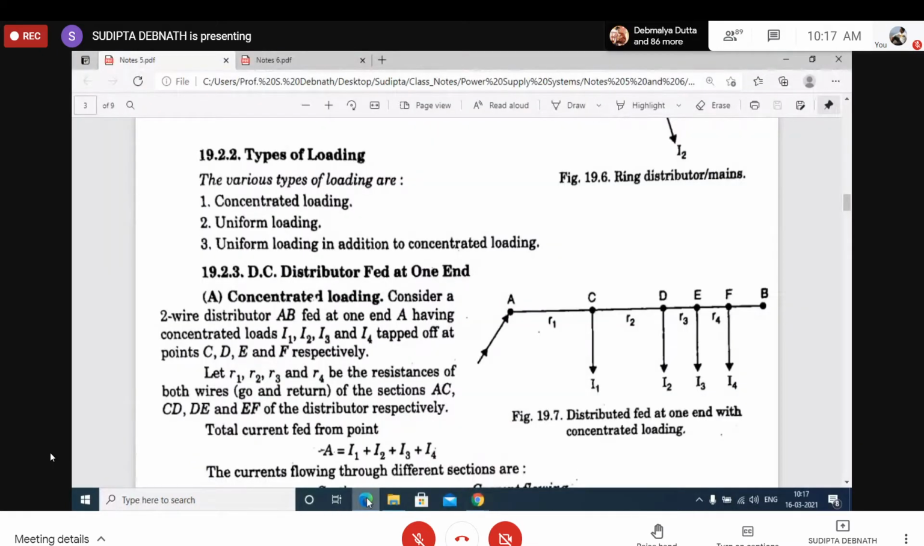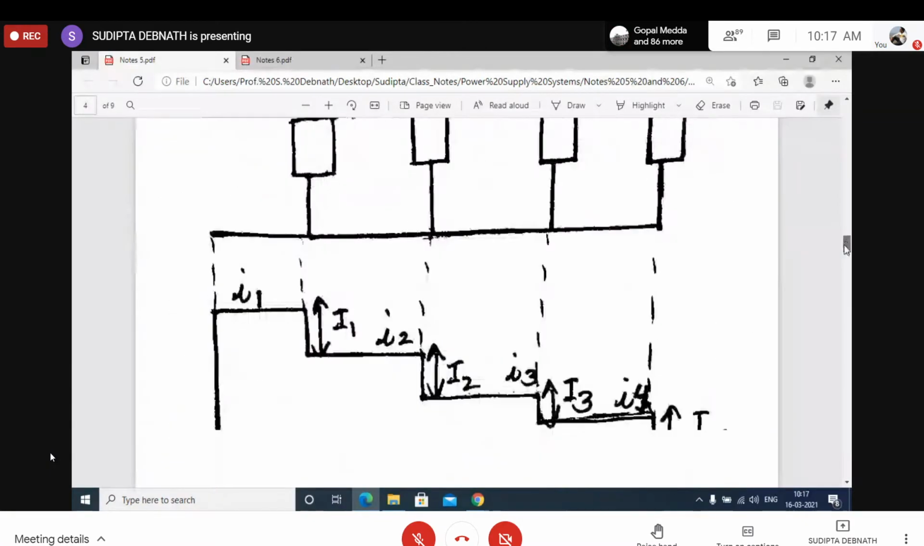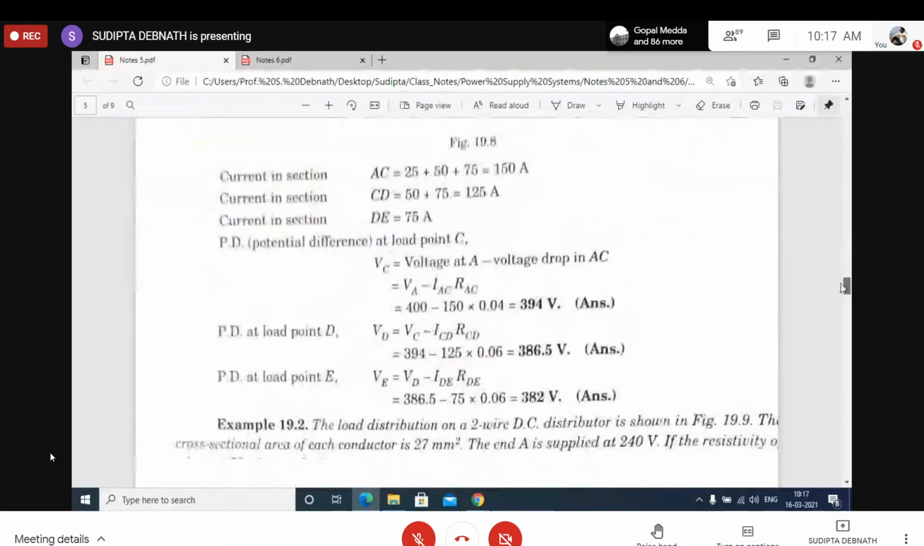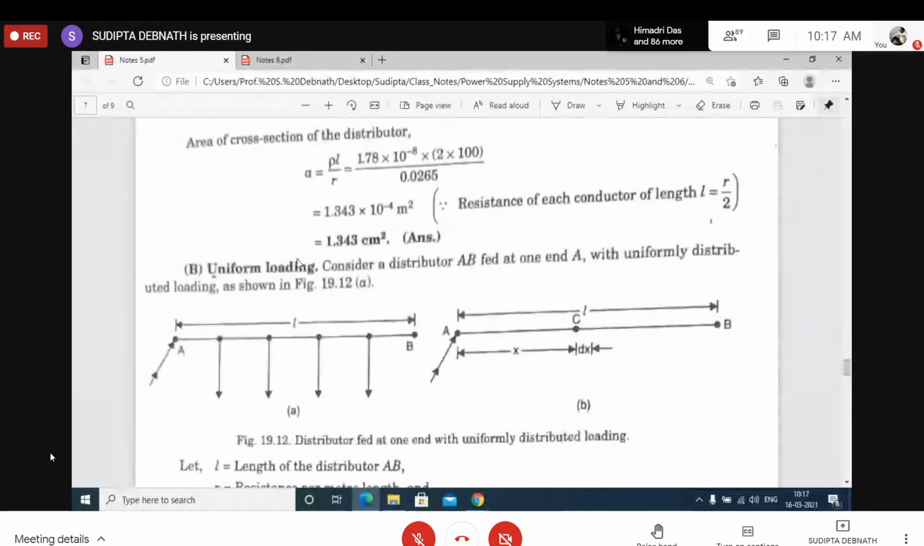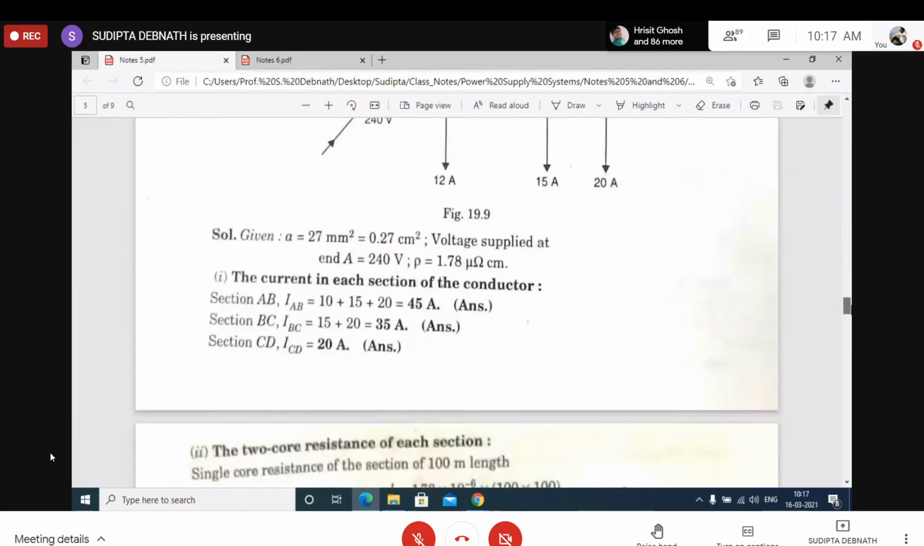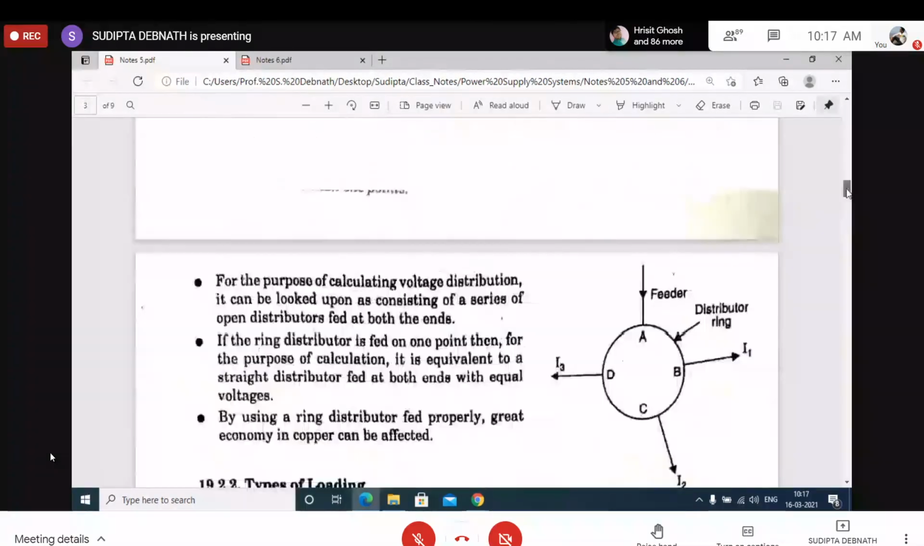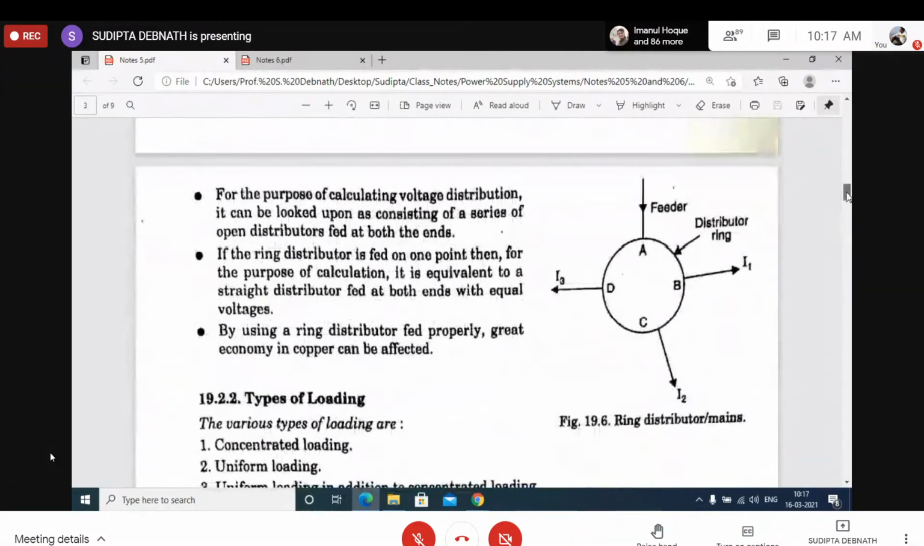Okay, thank you. So now the first one, DC distributor fed at one end. Now there can be two types of loads. One is considered as concentrated loading. Another is considered as uniform loading or distributed loading. Actually the loading is not the issue. The placement of the loading, that is the issue.